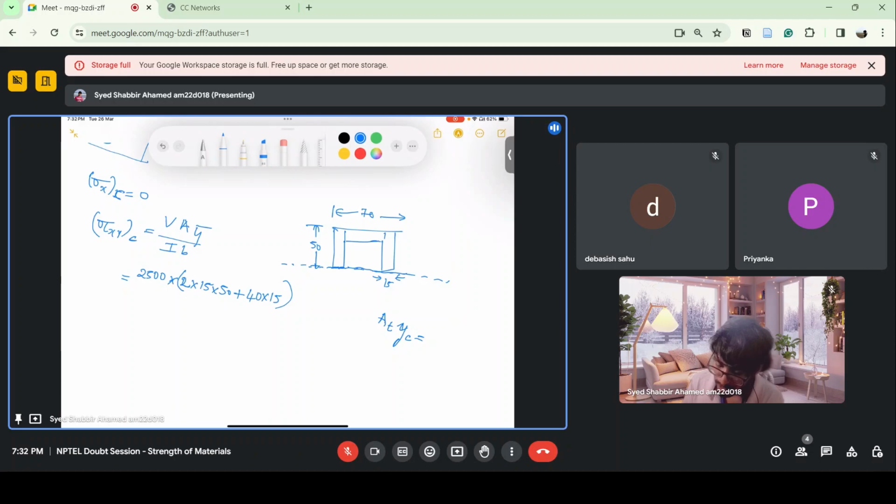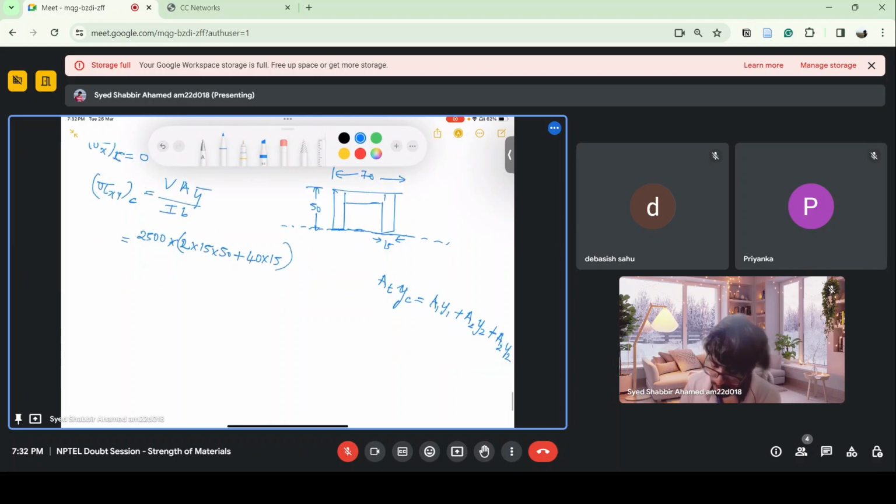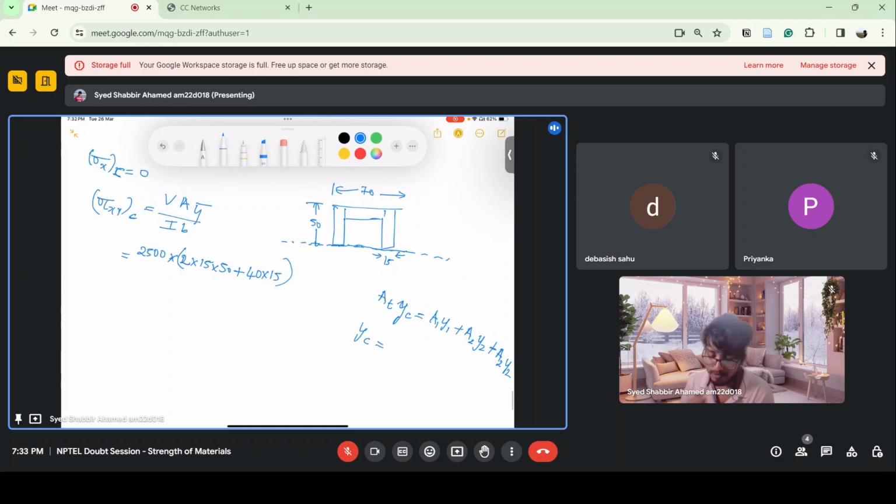we have three parts, right? Let's say this is A1, A2, A3. So A1 Y1 plus A2 Y2. So moment of area, and take it. So single moment of area. So I don't know YC, but I know for individual rectangles, I know the centroid. So let's say 2 into, I have like 15 into 50.